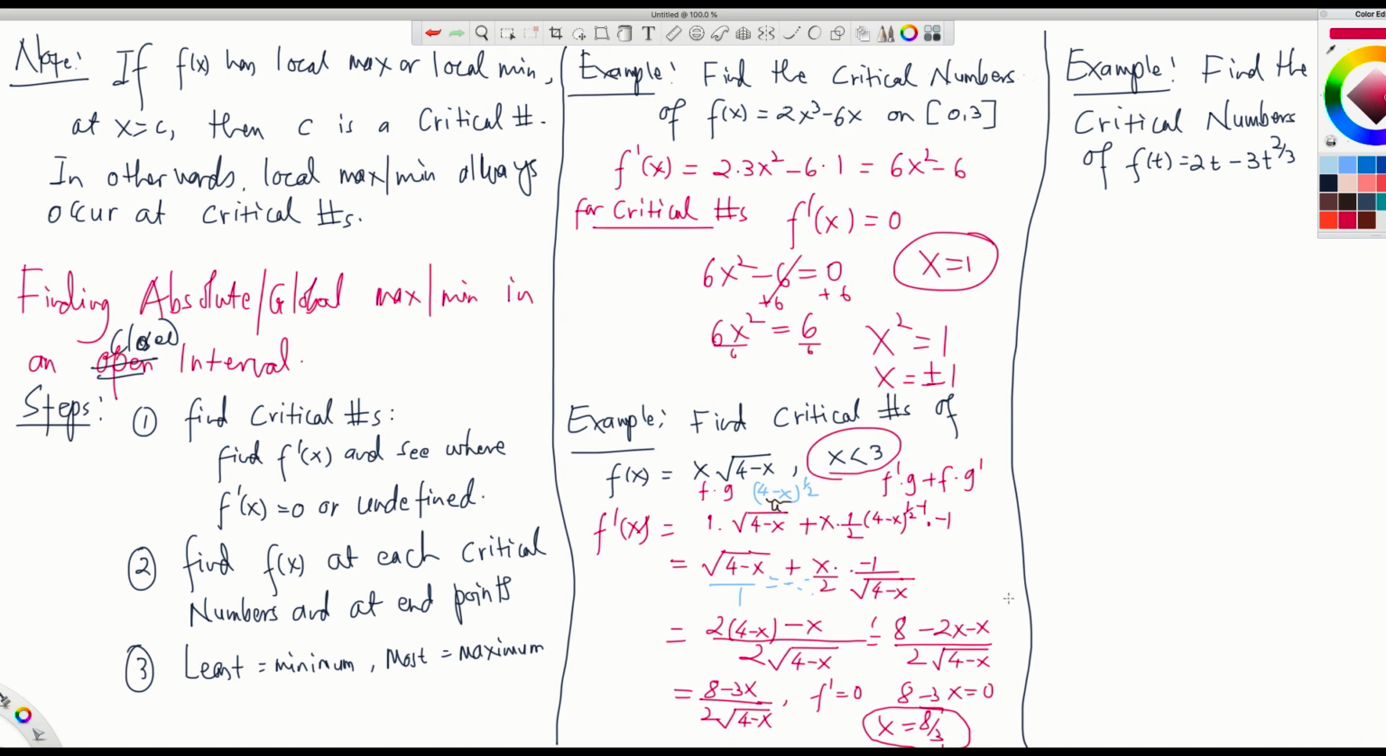Why is that? Because there were 2 basically, but the other critical number does not fall in that region. It is not less than 3. X equals 4 will give you 0 in the denominator and non-zero in the numerator. That will give you f prime not defined at x equals 4, and f prime is 0 at x equals 8/3. Since x equals 4 is not in that region, x equals 8/3 is basically the critical number.